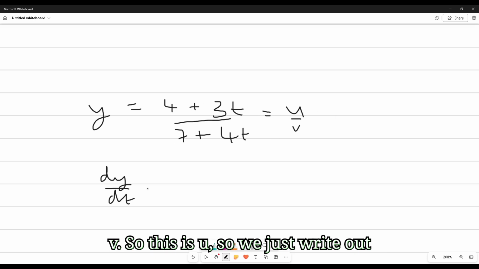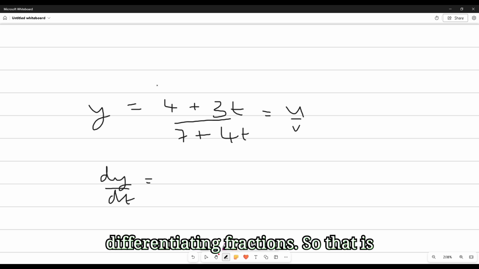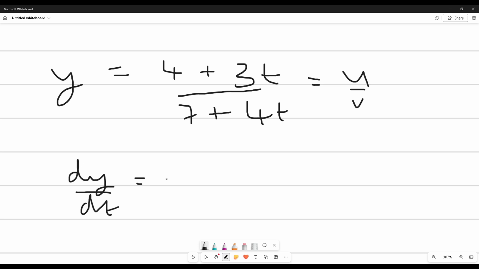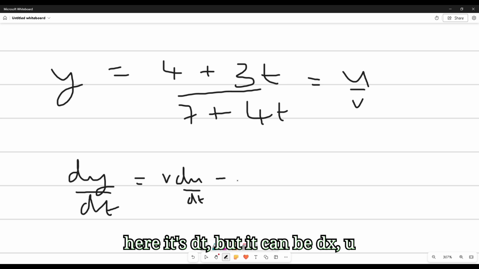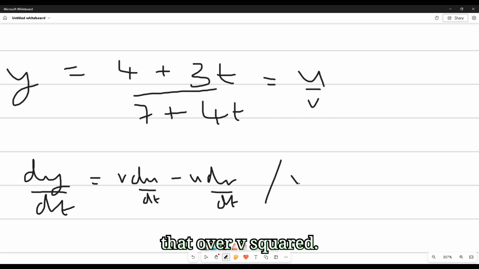So if this is u, so we just write out the rule for differentiating fractions. So that is v du by dt, or here it's dt, but it can be dx, minus u dv by dt, and then all of that over v squared.